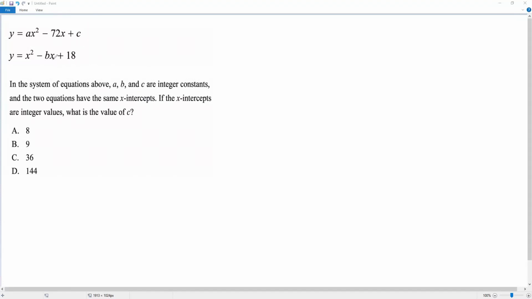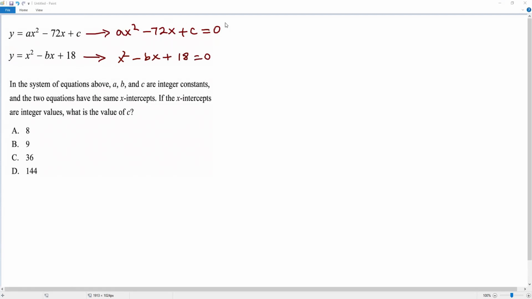Okay, now to get x-intercepts of these two quadratic functions, I have to plug in 0 for y over here and here. When I do it in the first function, I am getting ax square negative 72x positive c equals to 0. Let me do the same thing in the second one. That is, I'm going to plug in 0 for y. Then I'm getting x square negative bx positive 18 equals to 0.